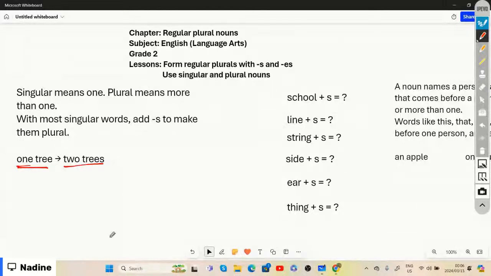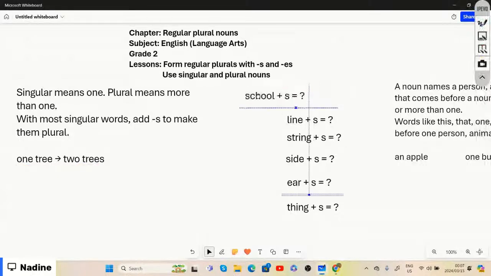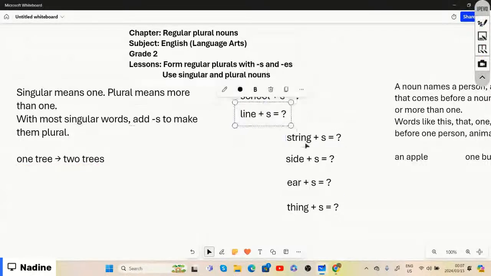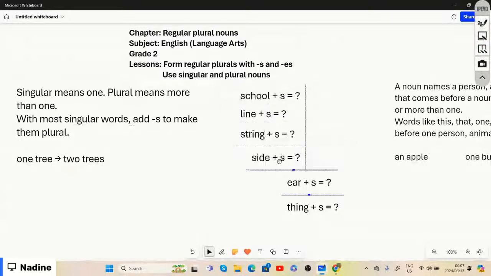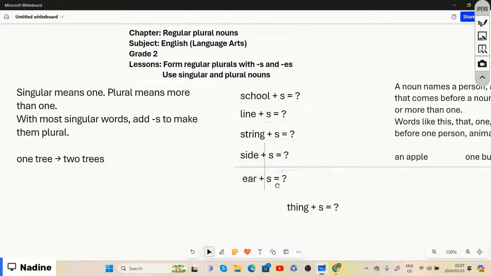All right, so since we add S to make them plural, if you look at the words here by the side, we have school plus S, line plus S, string plus S, side plus S, year plus S, and thing plus S. So basically, we said that if we just add an S, we make them plural. Now it shows that there's more than one.